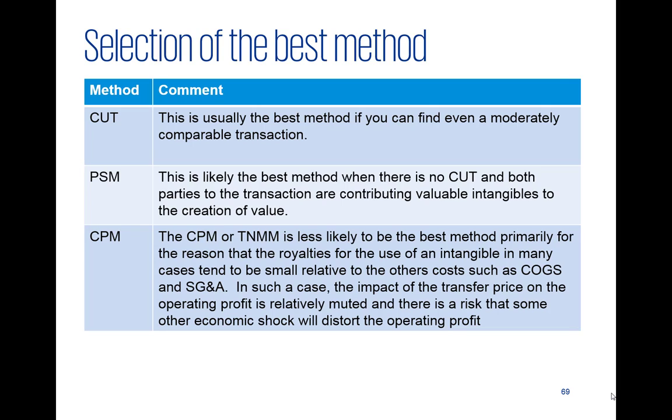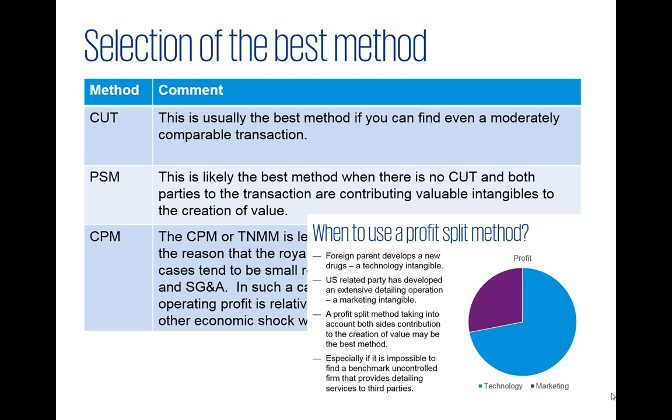The profit split method is likely the best method when there is no CUT that you can turn to, and especially when both parties are contributing valuable intangibles to the creation of the value. We talked about this with an example from the pharmaceutical industry, where one company is doing the technology intangible and another company is doing, say, a marketing intangible, and then you need to measure the proportionality of the contribution of each of those to the creation of the profitability, and then split it up in some reasonable manner depending upon how you measure those. We're not going to go into the details of how to do that, but just to recap when it's likely to be the best method.